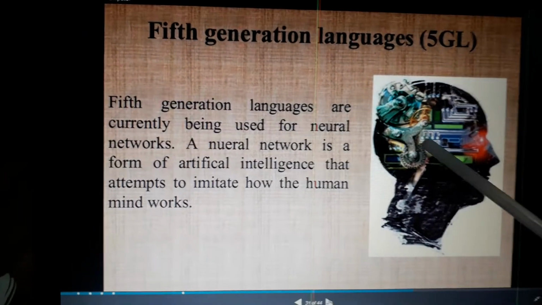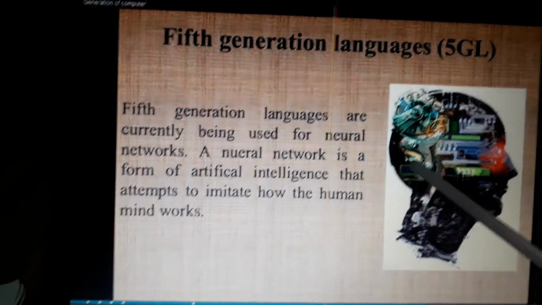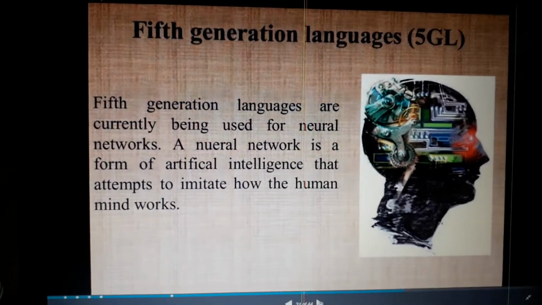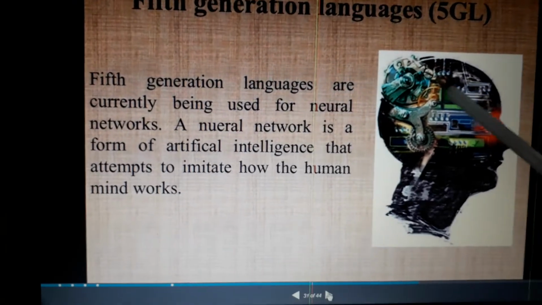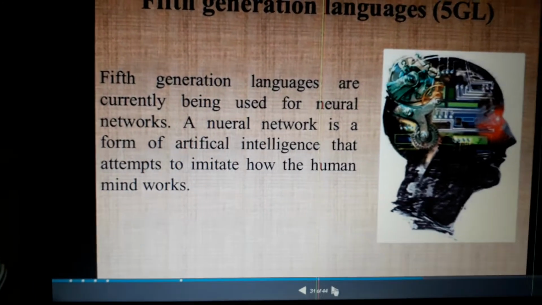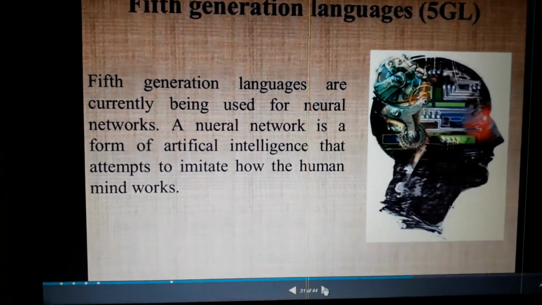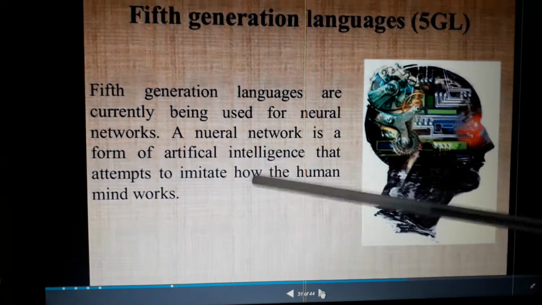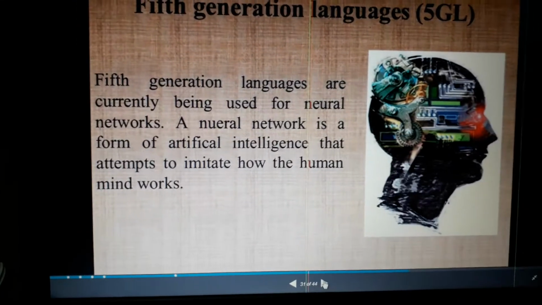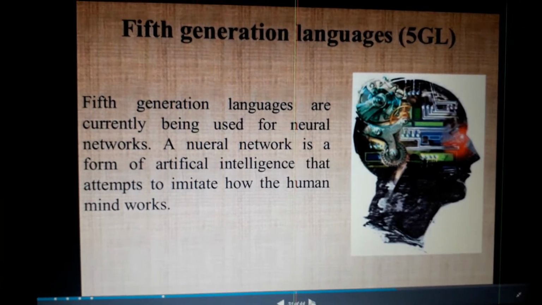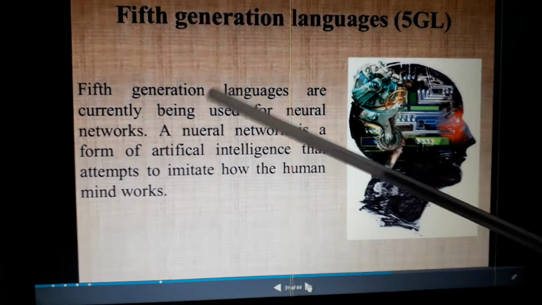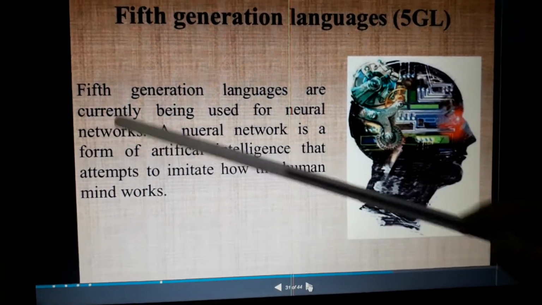What about languages? You can't count them. Uncountable languages came, uncountable operating systems came, uncountable so many things, protocols, everything started coming here. A variety of versions came. A variety of users came. Even now, they are still developing. The fifth generation is currently used for neural networks.